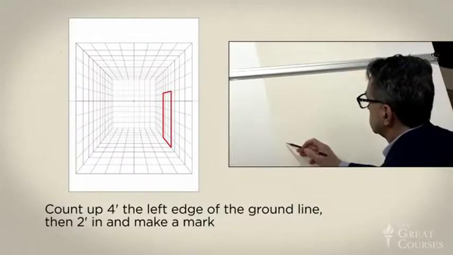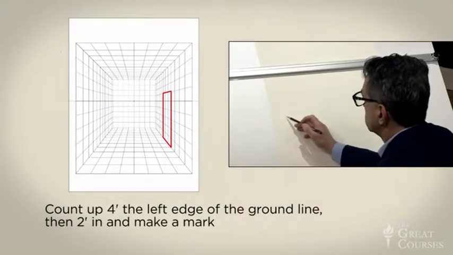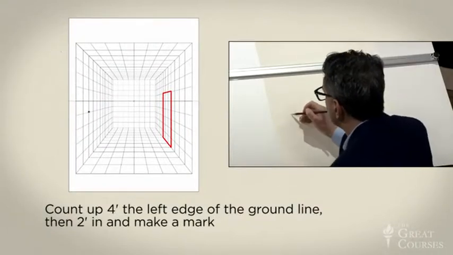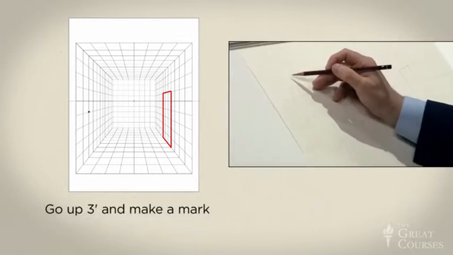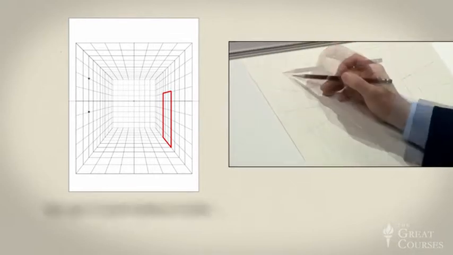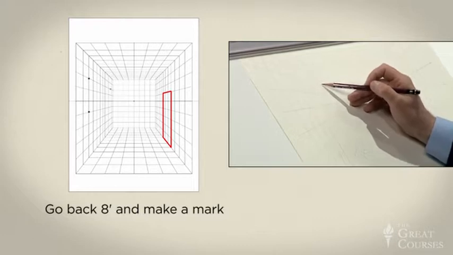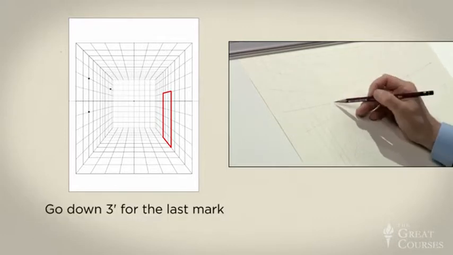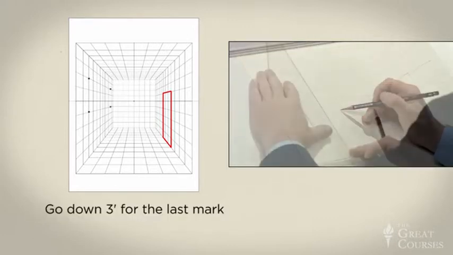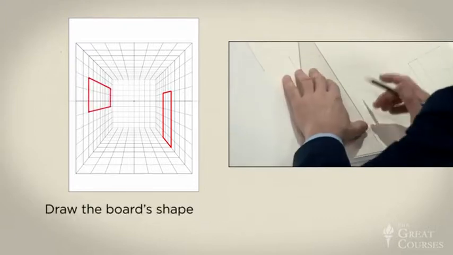Count up 4 feet. Then 2 feet in. Make a mark. Now up 3 feet. Make a mark. And back 8 feet. Make a mark. Down 3. Last mark. And you can draw the board shape.